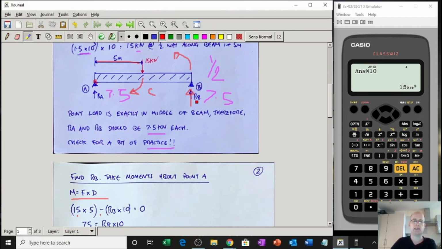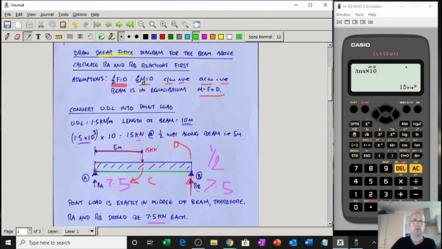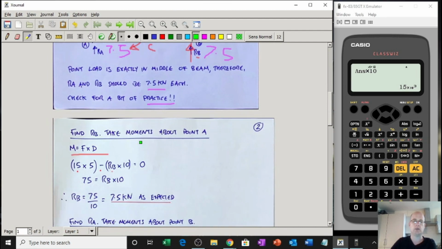Force times distance. There's the force, we don't know what it is, but put it in. And how far away is this force from this point? It's all of that, which is 10 meters. It's going anti-clockwise, negative. The sum of the moments has got to equal 0. Make sure you put 0 there.